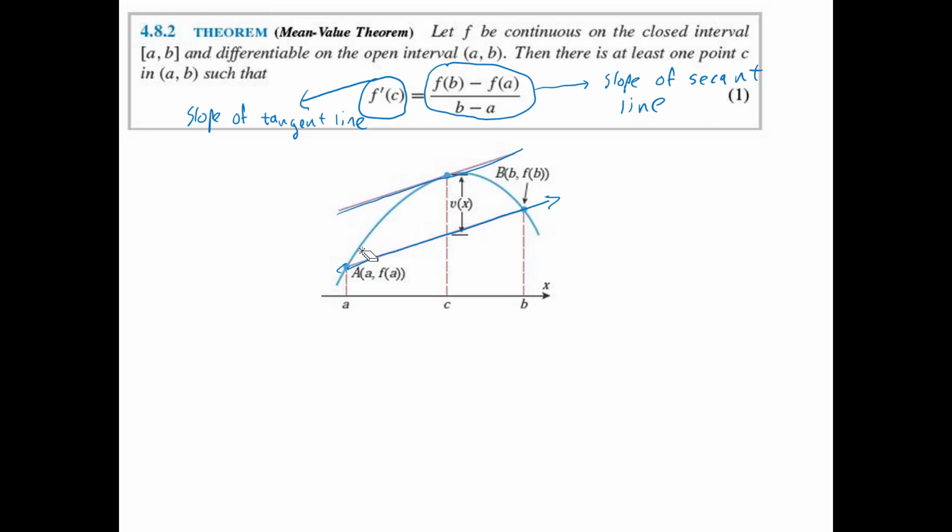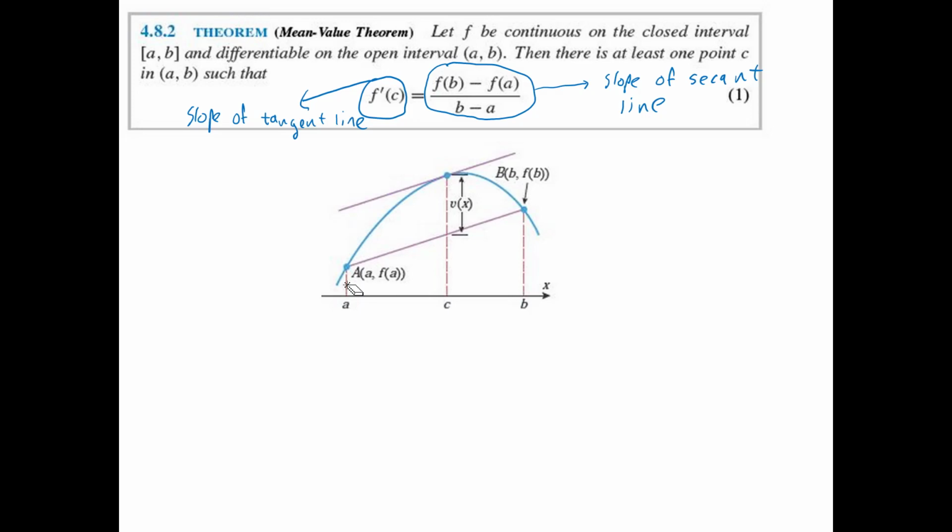Now, why is this a generalization of Rolle's theorem? Well, in Rolle's theorem, since the endpoints were the same and both 0, f of b minus f of a would be 0, divided by b minus a would still be 0. And so the slope of the secant line would be 0, and the slope of the tangent line would also be 0, right? Okay, so I won't go through the entire proof, but it is kind of nice to see how these work, right?